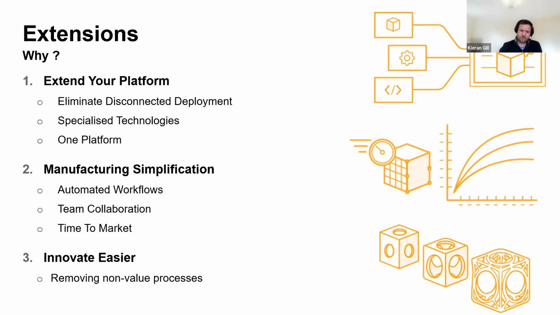Number two, the extensions were created to simplify your manufacturing processes. The extensions provide you with improved operational efficiency, with automated and optimized workflows across the various teams in your organization, which help to increase your manufacturing throughput and reduce the time it takes you to get your product to market. And lastly, the extensions aim to make innovation easier. They allow access to new capabilities that remove non-value added processes and enhance collaboration for easier development of smarter products.